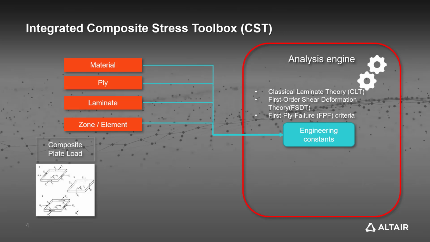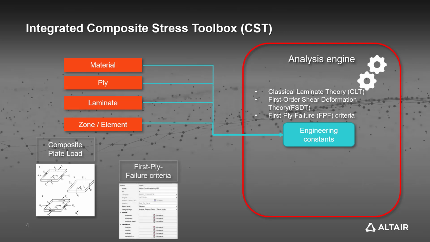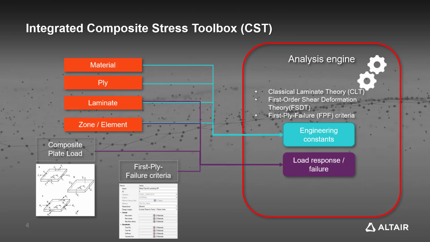Another use case is to put some load on the laminate or a zone or element. And when you do so, you might even want to combine that with a set of first ply failure criteria. And then what you'll be able to do is calculate a load response. So that's a second group of use cases. And then the last one is strength. So just looking at the laminates or elements and figuring out what would be the uniaxial loads that would cause this laminate to fail.